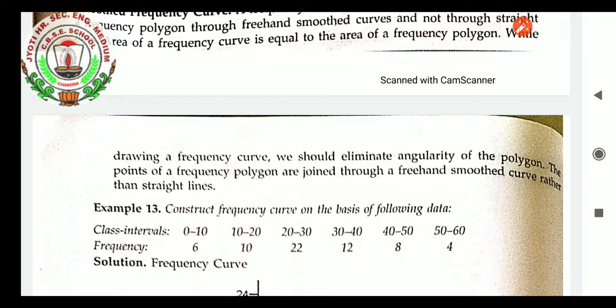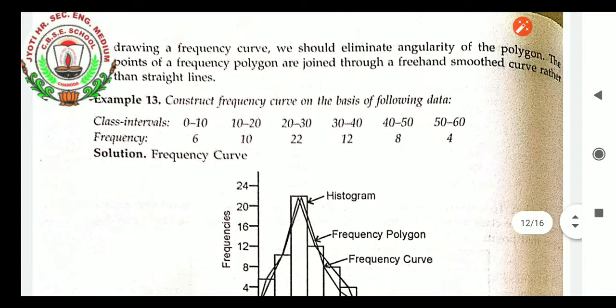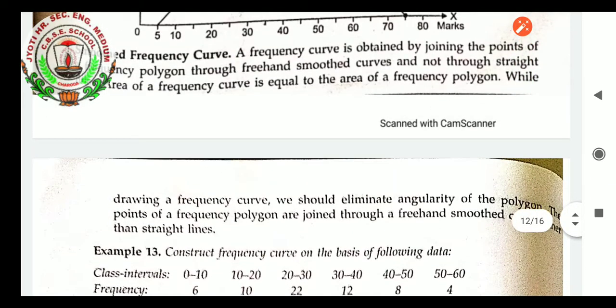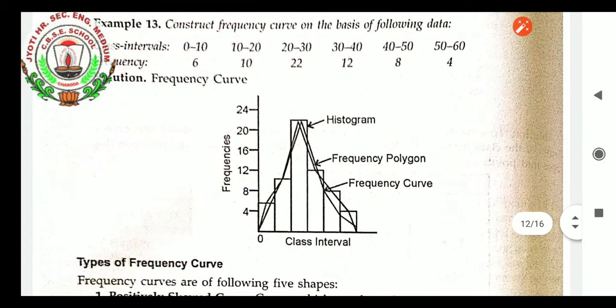Construct a frequency curve on the basis of the following data. Class intervals and frequency: 0 to 10, 10 to 20, 20 to 30 and so on, with frequencies 6, 10, 22, 12, 8, 4 given. You will draw the histogram. The class interval will be shown on the x-axis and the frequency, definitely always, on the y-axis. Just draw the class intervals and connect the frequencies. It will be considered a smoothed frequency curve.